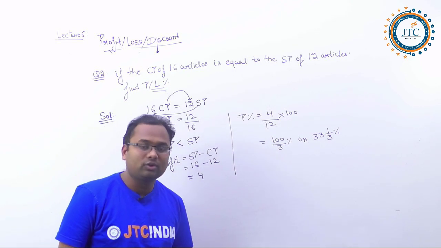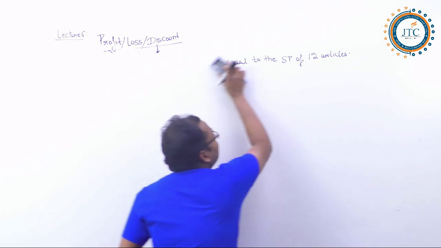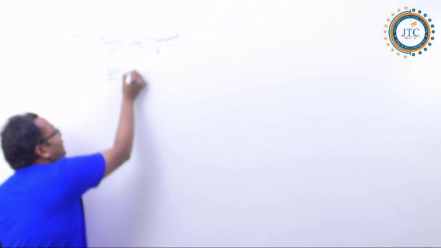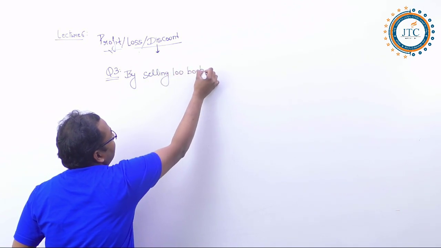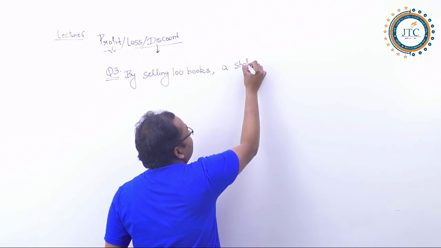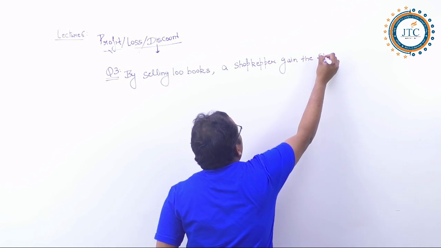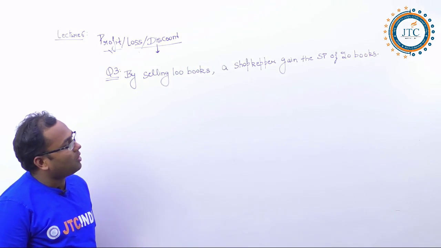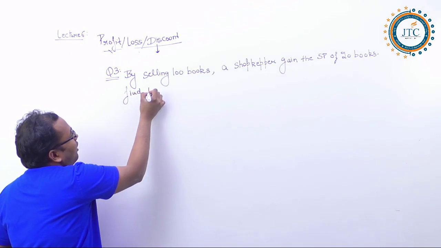So move to question number 3. What is question number 3? So students, question number 3 is: by selling 100 books, a shopkeeper gains the selling price of 20 books. So find the profit percent.